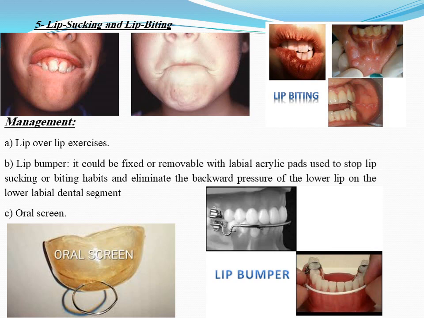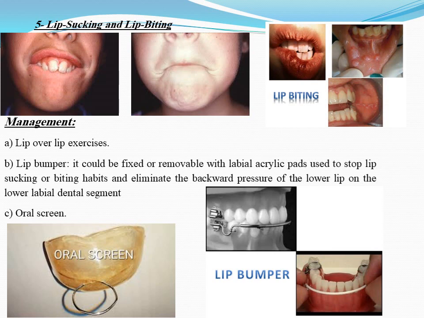When the lower lip is repeatedly held beneath the maxillary anterior teeth, the result is proclination of these teeth, often with open bite and sometimes retroclination of the mandibular incisors. Sometimes there may be an eczematous appearance of the skin below the lower lip.